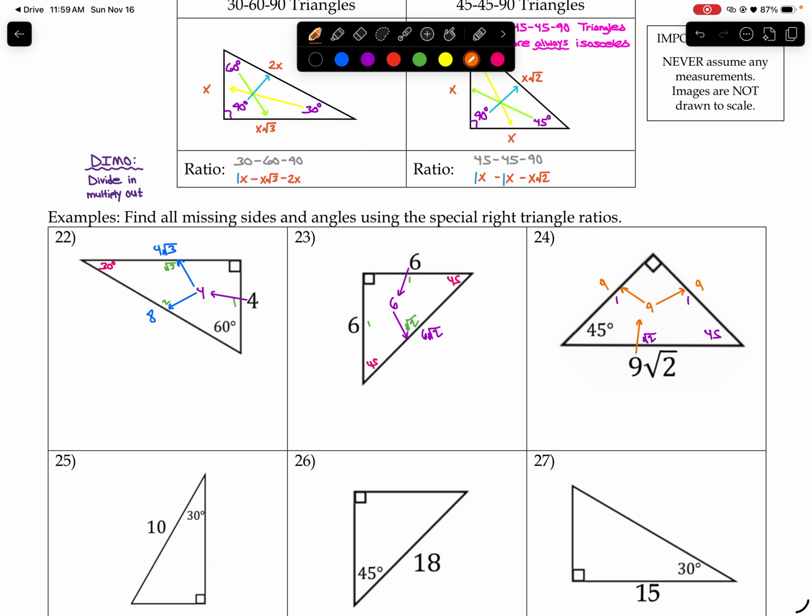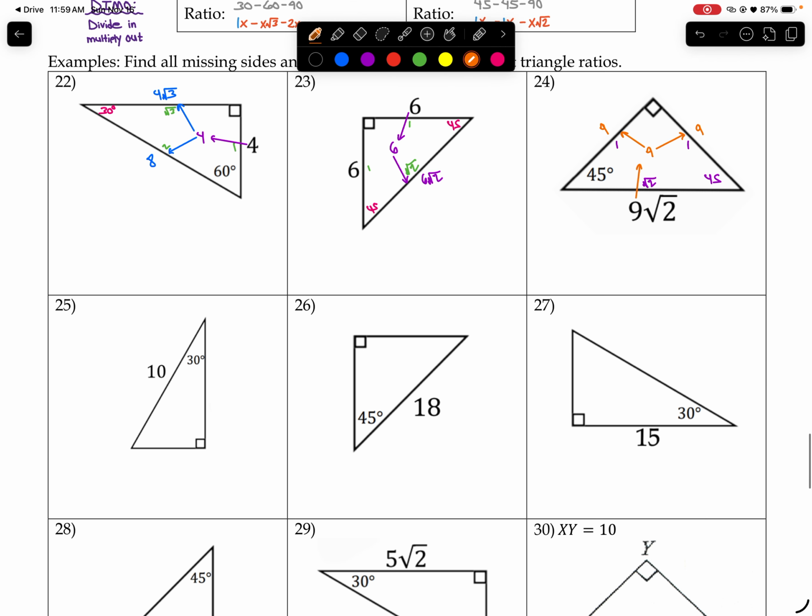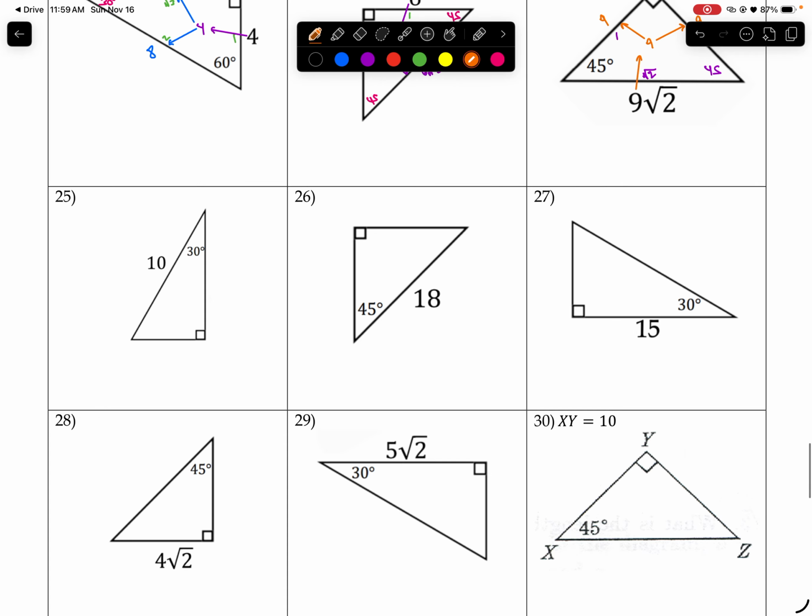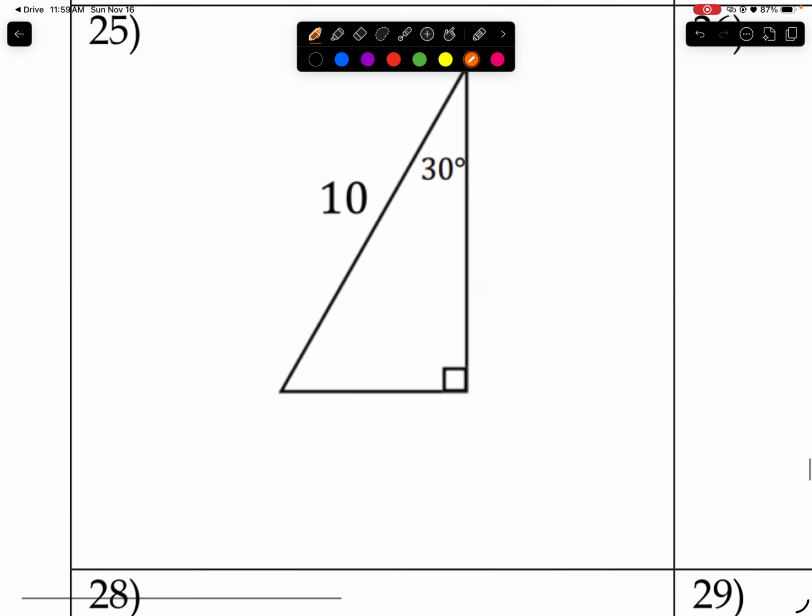So these are your rudimentary, kind of mundane, basic ones. We're going to try to step it up as we go throughout some of these problems. So looking at 25, your next one.